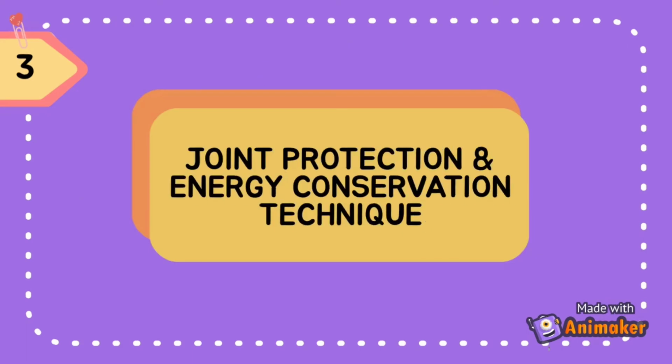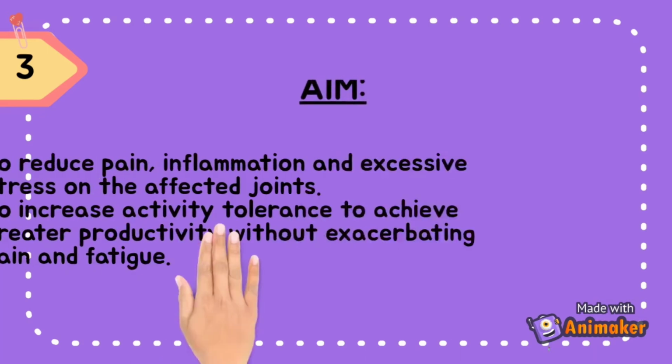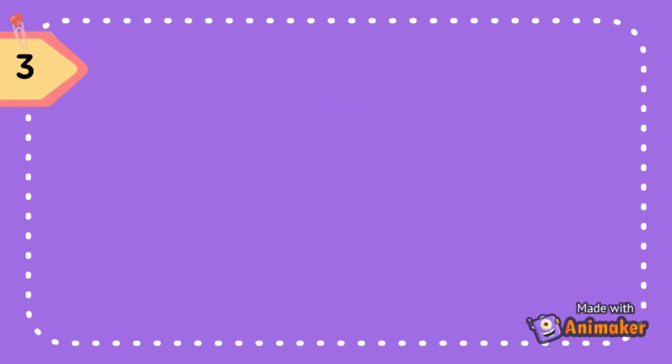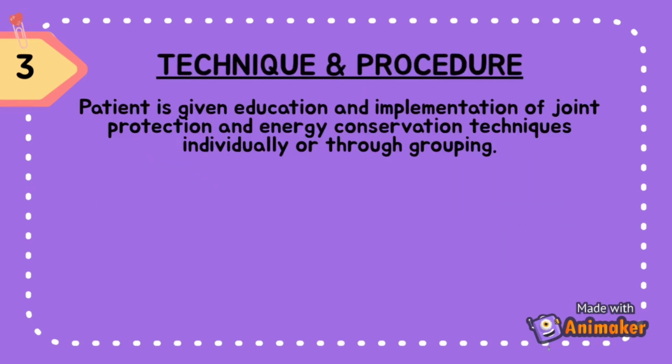The next intervention is joint protection and energy conservation technique. These techniques are a self-management approach that teaches ways of doing activities so that the risk of deformity is decreased. The aims are to reduce pain, inflammation, and excessive stress on affected joints. Here are some of the techniques of joint protection and energy conservation.